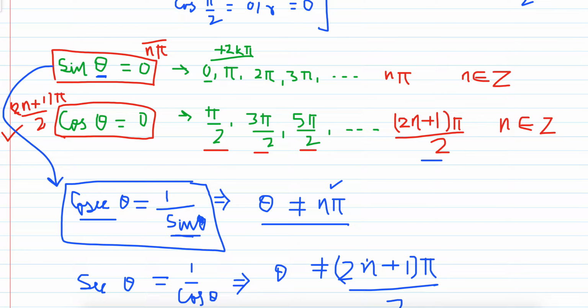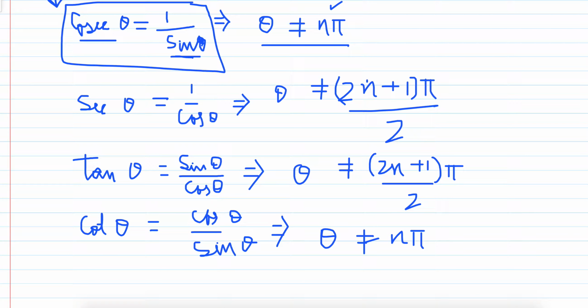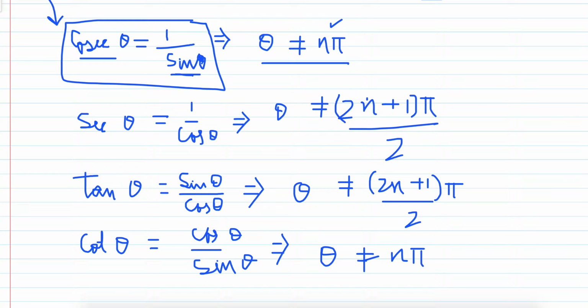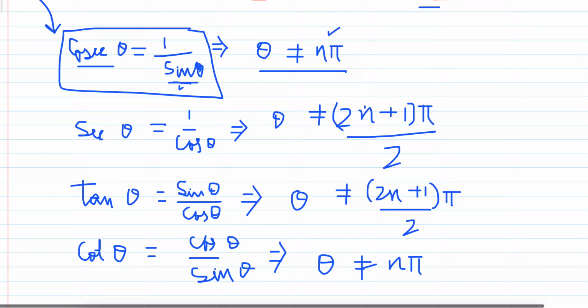So these are the conditions. Sine theta and cos theta are defined for all the values of theta, and the other four, which are derived from sine and cosine, should not have theta equal to, in some cases n pi and in some cases 2n plus 1 by 2 pi, depending on what's in the denominator. So these are the conditions for these four trigonometric functions.